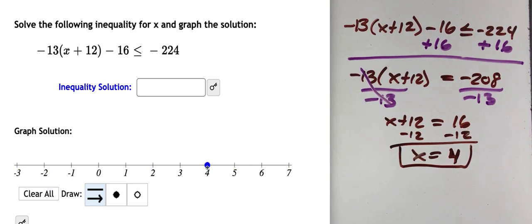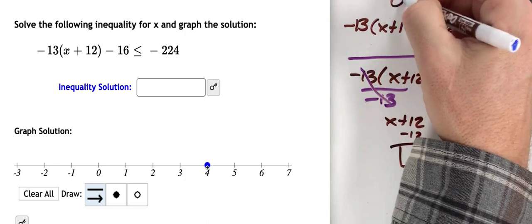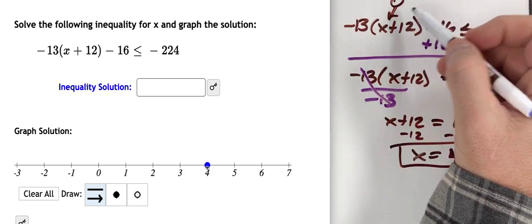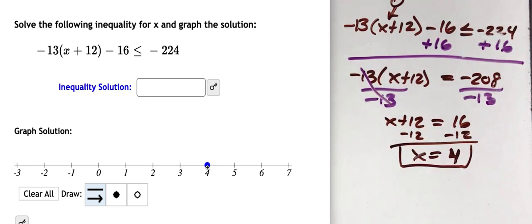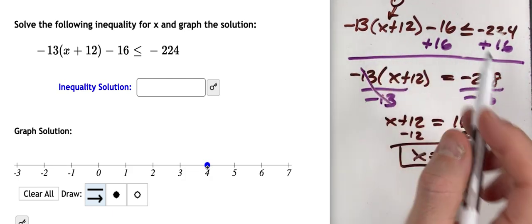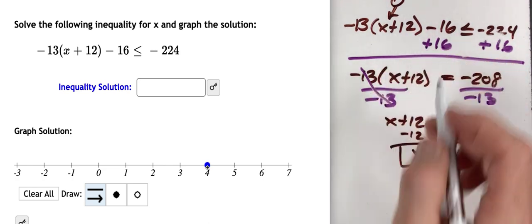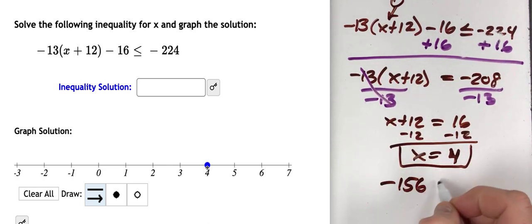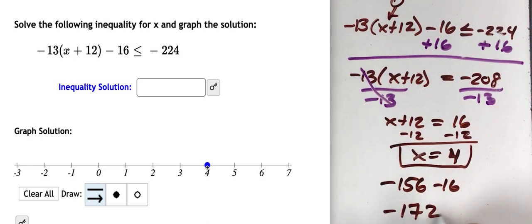Now if I put 0 into the original inequality, put a 0 right in here for x. If you put 0 in for x, this will then turn into 12. And then as we go into there and take 12 times negative 13, you're going to get negative 156. And then negative 156 minus 16 is going to make that negative 172. And is that less than or equal to negative 224? Yes or no? And the answer is no. This is not smaller than negative 224. So therefore, 0 did not work. So I want to stay away from 0.